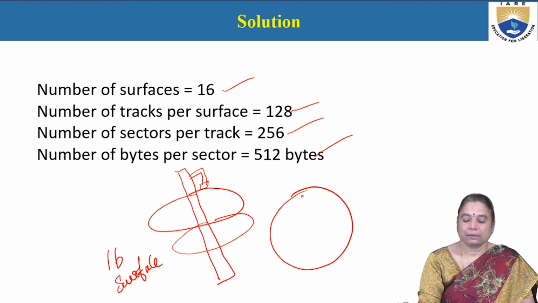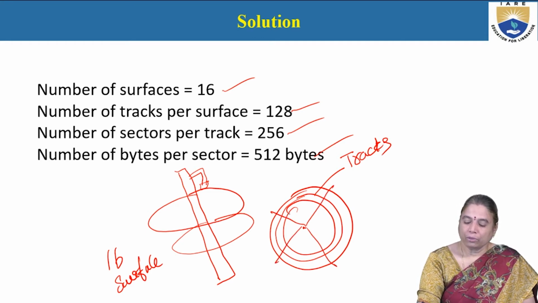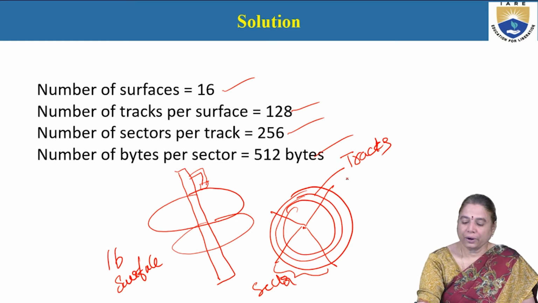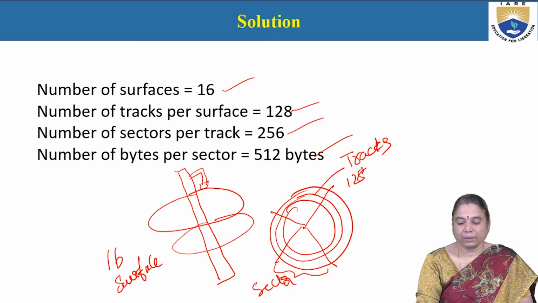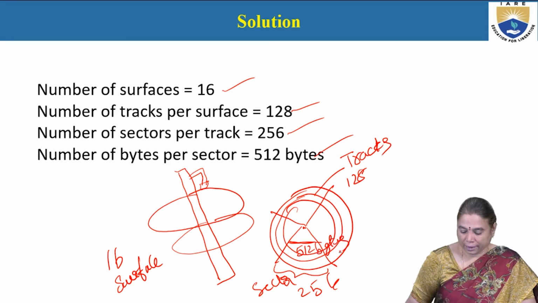The disk surface consists of concentric circles. Those circles are called tracks. And tracks can be further divided into parts. Those parts are known as sectors. So here there are 128 tracks for the disk surface, the number of sectors is 256, and the number of bytes per sector is 512 bytes. So this is the disk pack architecture.